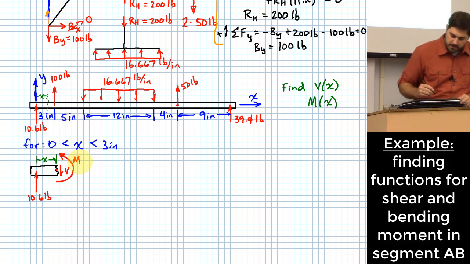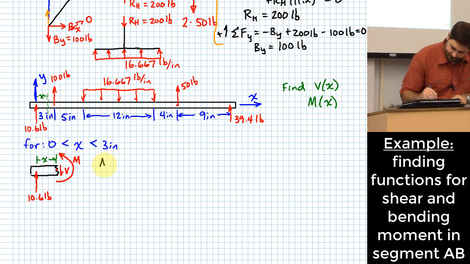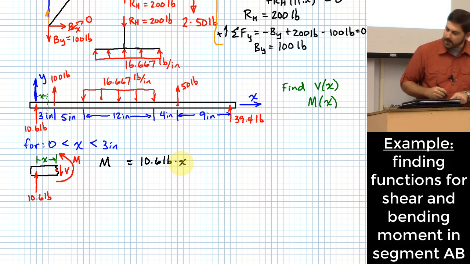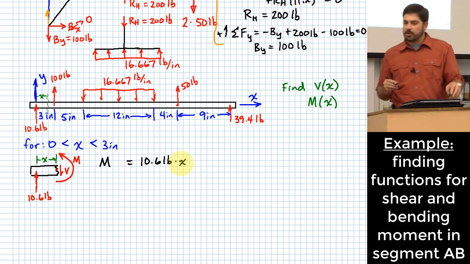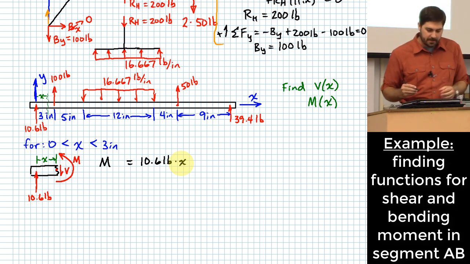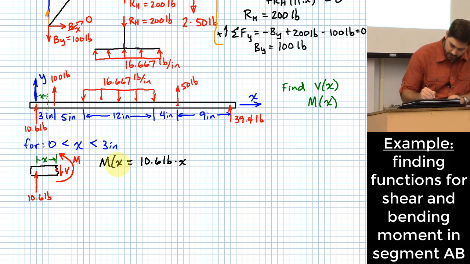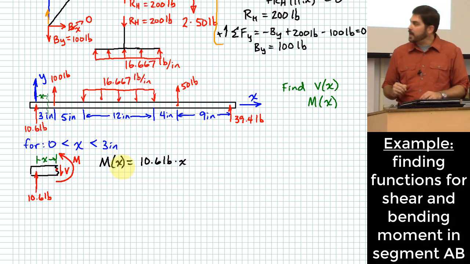Okay? So there's my little free body diagram. What is M going to be? M is going to be equal to 10.6 pounds times what? And because I did this in terms of x instead of a specific length value, I'm going to say that's M of x.